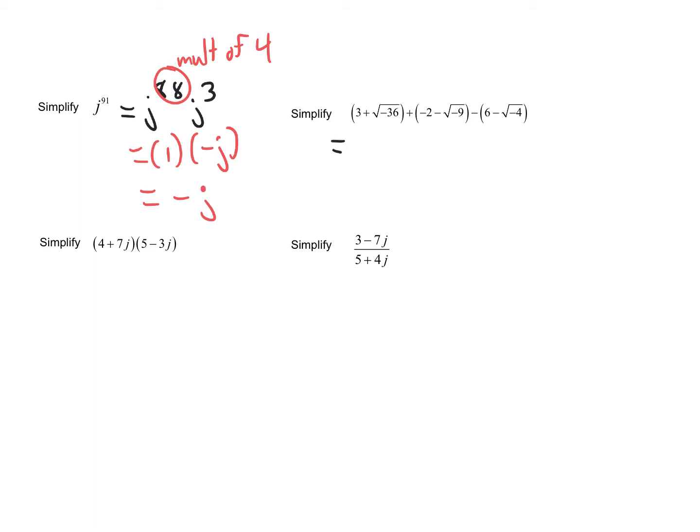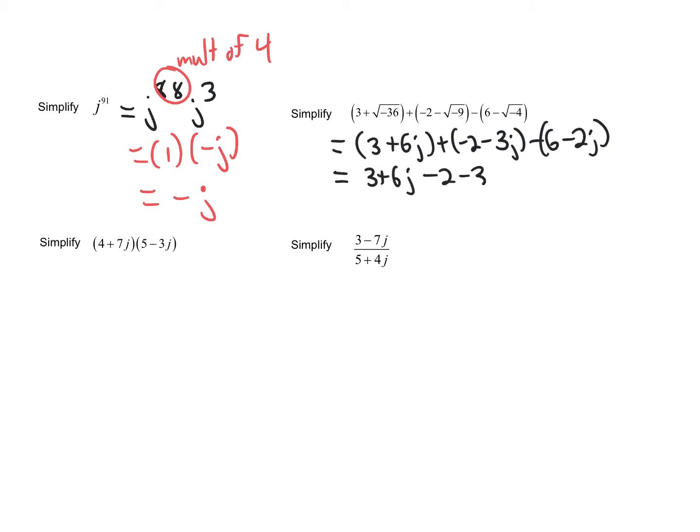Our second example here, we need to simplify all these brackets. So we have 3 plus 6j, negative 2 minus 3j, and negative 6 minus 2j. We get rid of the brackets and collect like terms, giving us negative 5 plus 5j.